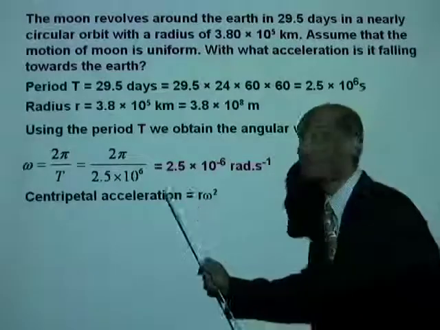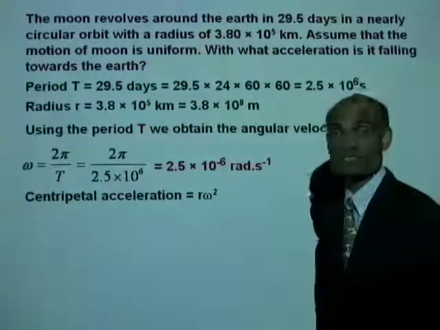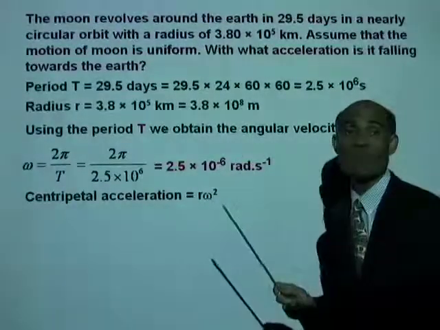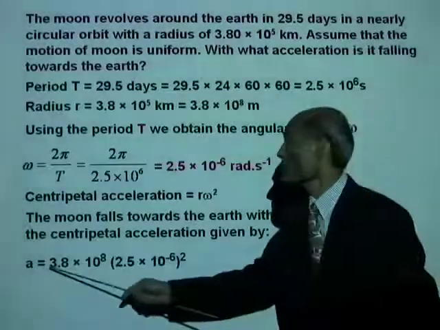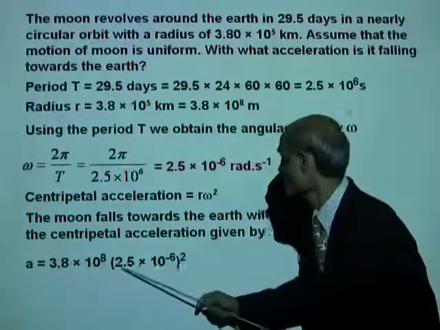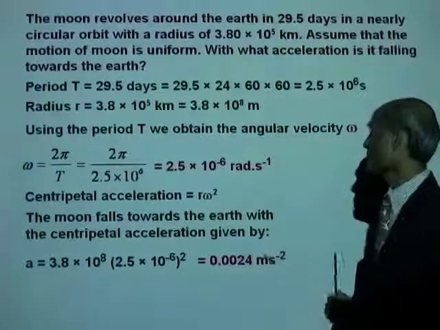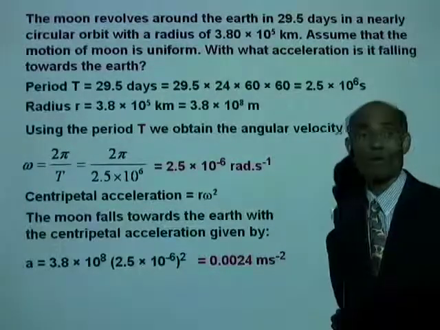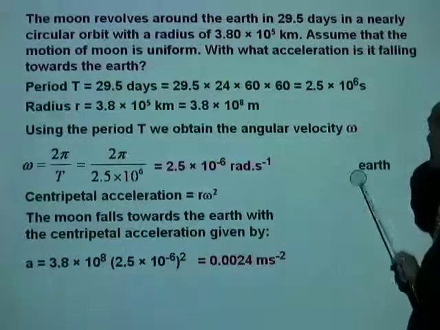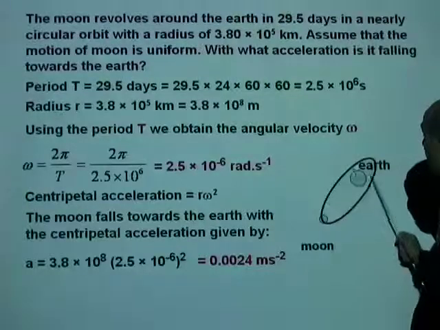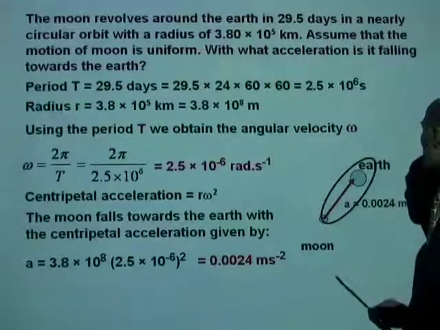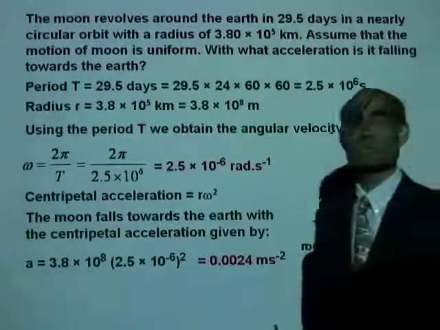Once you know omega, we can calculate the centripetal acceleration equal to r omega squared. We know the radius, we now know omega. Therefore, the centripetal acceleration is r times omega squared, and that will be 0.0024 meter per second squared. Well, that's the earth, that's the moon. The moon goes around the earth and the centripetal acceleration is 0.0024 meter per second squared.